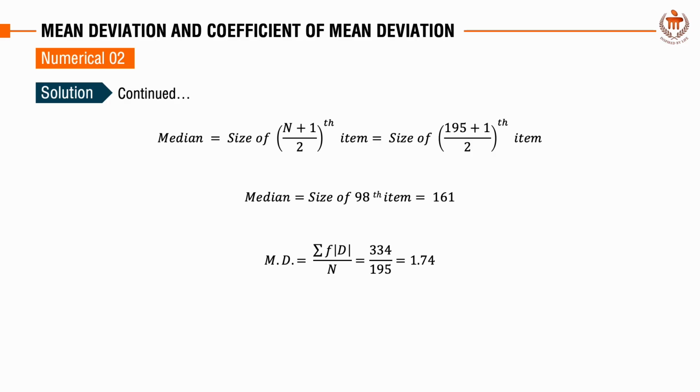So when we divide that by the total sum of frequency, which is 195, we get the mean deviation. And then the coefficient of mean deviation is nothing but mean deviation by median. So the median we got as 161, and the mean deviation is 1.74 or 1.71. Whatever you consider doesn't matter. You will get the coefficient of mean deviation as 0.0106.